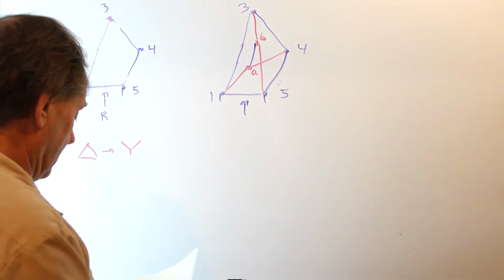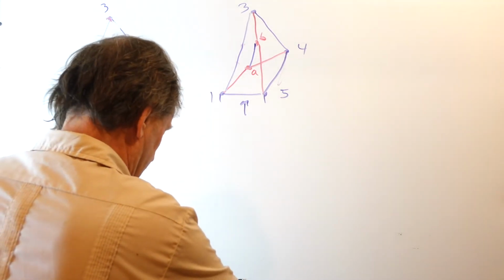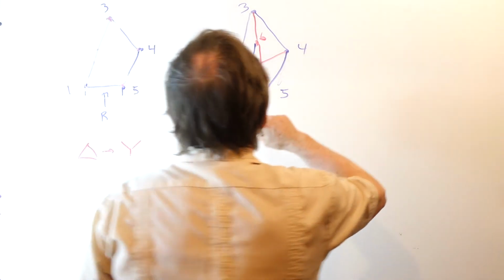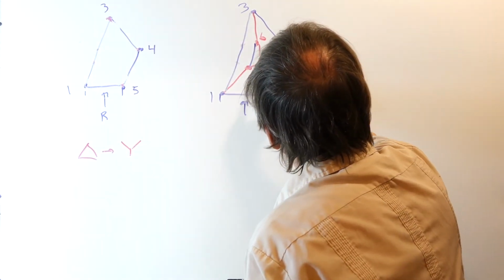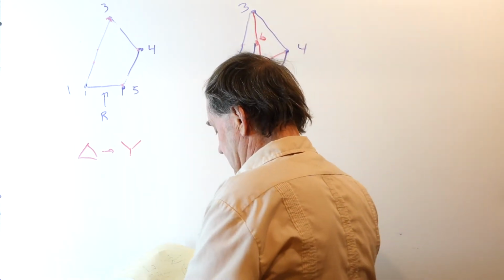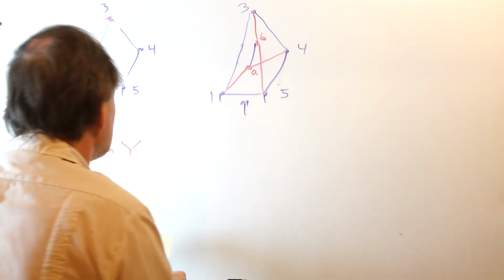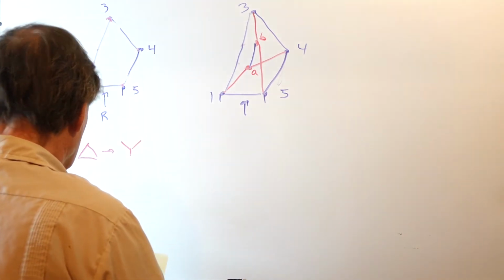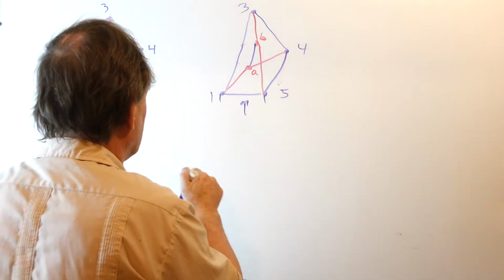So we have that. Now let's look at what we have. We're kind of building up something here. If we look at this as being a base, it's starting to look a little bit like a tetrahedron. So now let's do a Y to delta conversion.